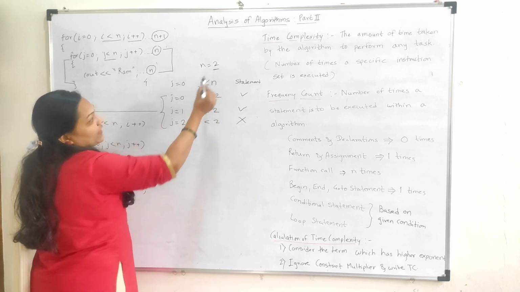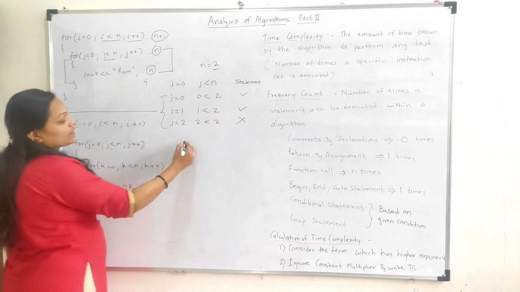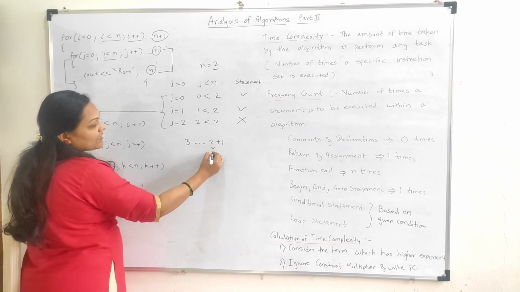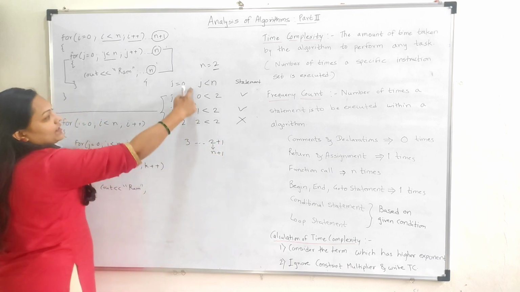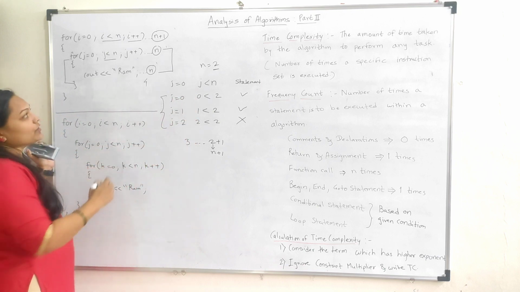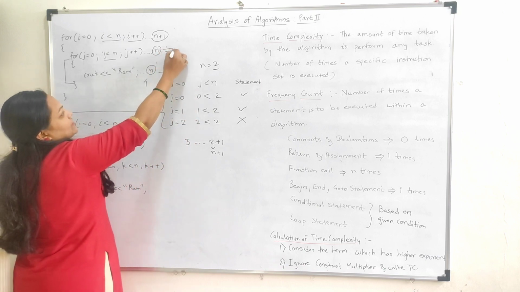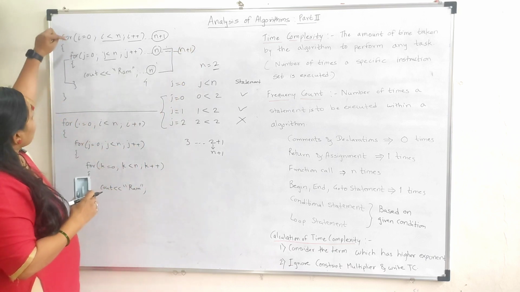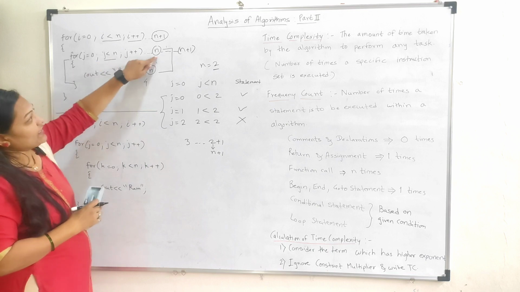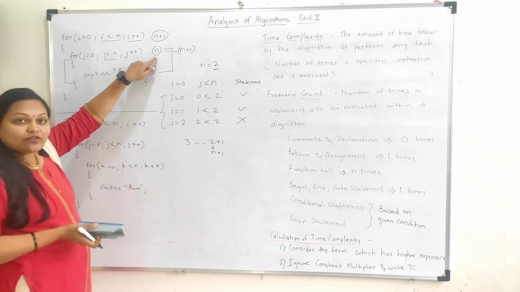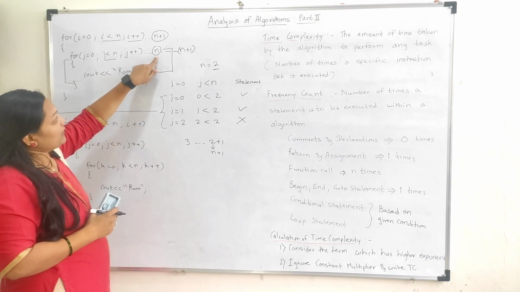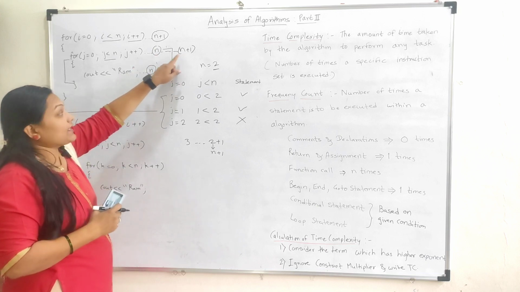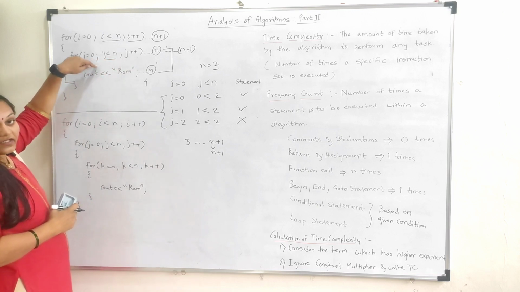So what is the value of n? The value of n is 2. 3 times means 2 plus 1 times, so we can consider this as n plus 1 times. This condition will execute n plus 1 times. Because of this for loop, this statement will execute n times. So while calculating frequency count, you need to multiply this n with n plus 1 to calculate the frequency count of this particular condition.